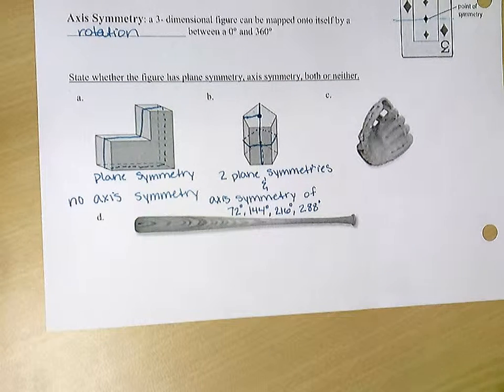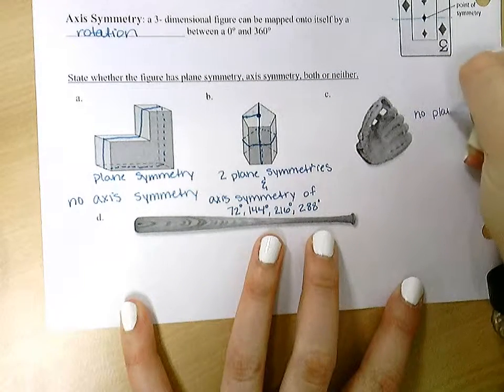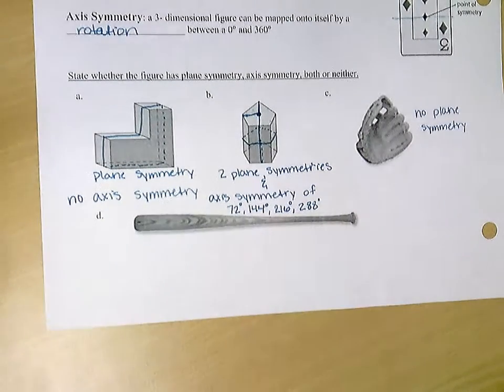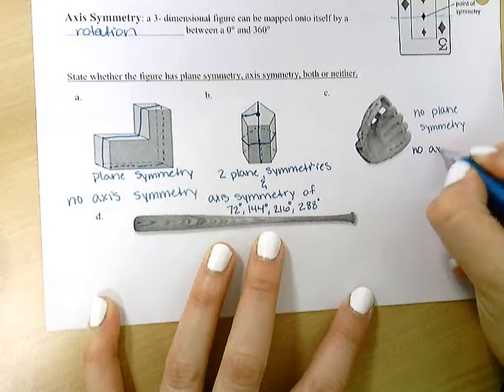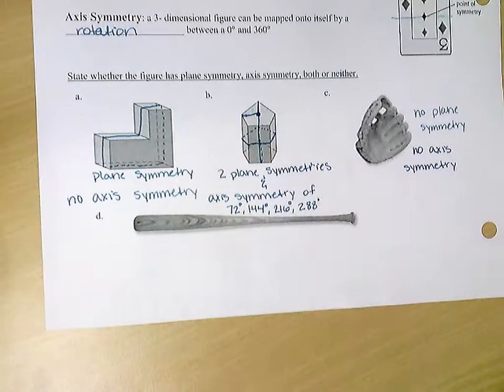All right, letter C. Does this one have plane symmetry? Can I take a plane, cut through it, and reflect it over to get the same side? No. What about axis? Can I take a section and rotate it all the way around to get that same figure? No. So this one has neither: no plane symmetry, no axis symmetry.